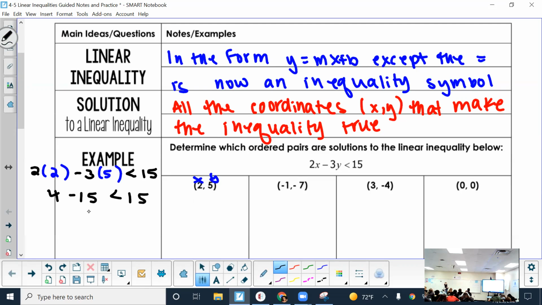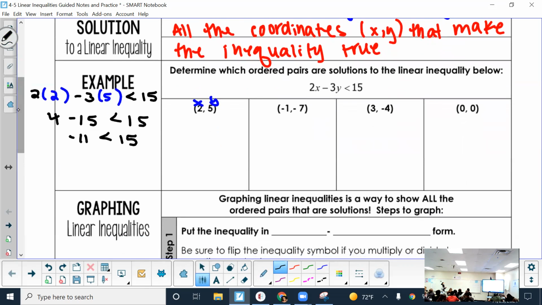What's 4 minus 15? Negative 11. Less than 15. Now, is negative 11 less than 15? Yes. So then, yes, the coordinate 2, 5 is a solution to that inequality. Does that make sense? Yes. All right.